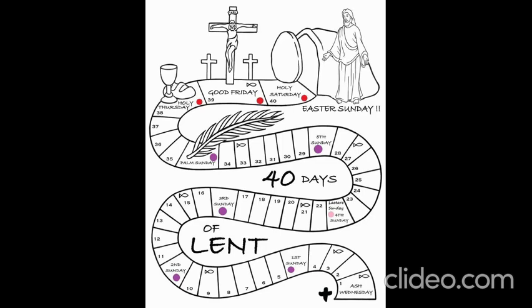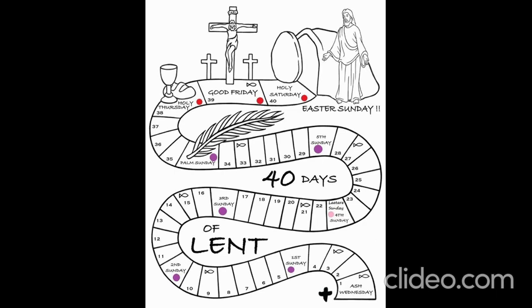Let's look at this road map that shows the days of Lent that get us to Easter. Every year, the season of Lent begins on Ash Wednesday. That was the day when we went to church and had our foreheads marked with ashes in a cross. Lent lasts for 40 days, plus the Sundays during Lent. You can count out the days of Lent on this map.